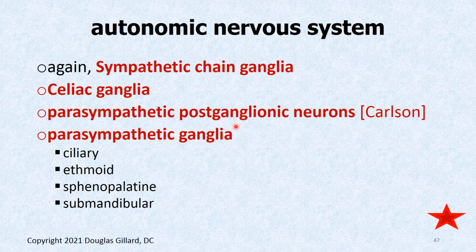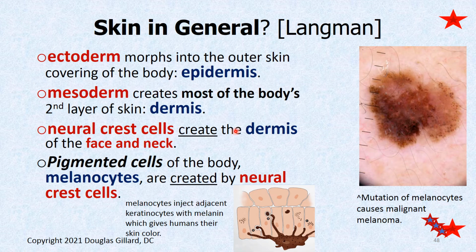Autonomic nervous system, so sympathetic chain ganglia, you've seen those in anatomy. A celiac ganglia, you might have seen that in anatomy. Parasympathetic postganglionic neurons, parasympathetic ganglia, that you'll learn next quarter. The ciliary, ethmoid, sphenopalatine, submandibular. These are all made by neural crest cells.